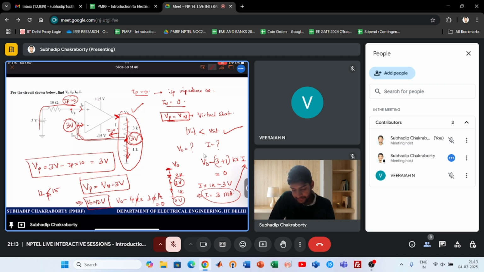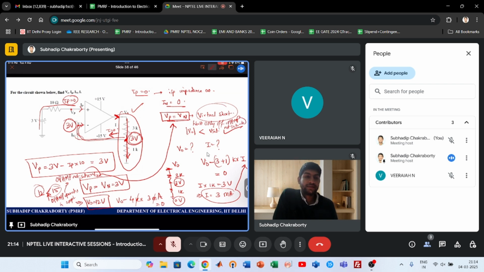So the op-amp operates in the amplification stage. Op-amp not saturated, right? Op-amp not saturated because the output is well within the threshold, and then only we can apply virtual short. Only if the op-amp is not saturated. This works only if the op-amp is not saturated. Hope you understand, right?